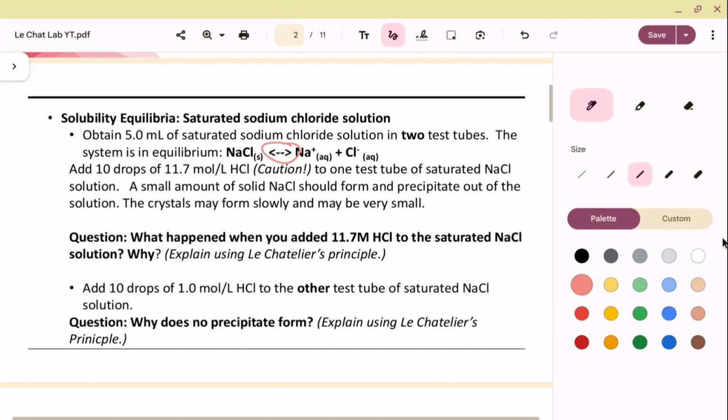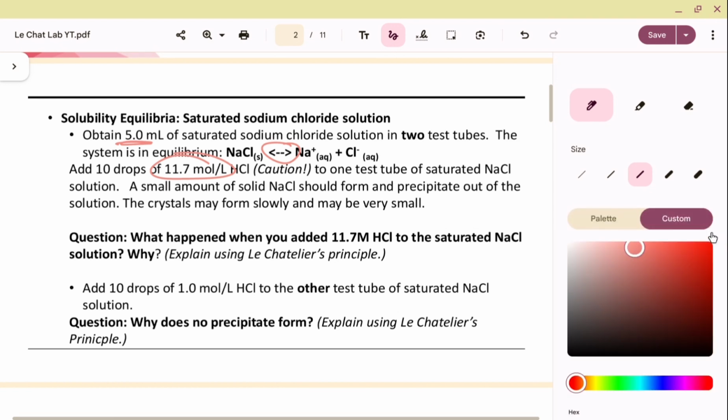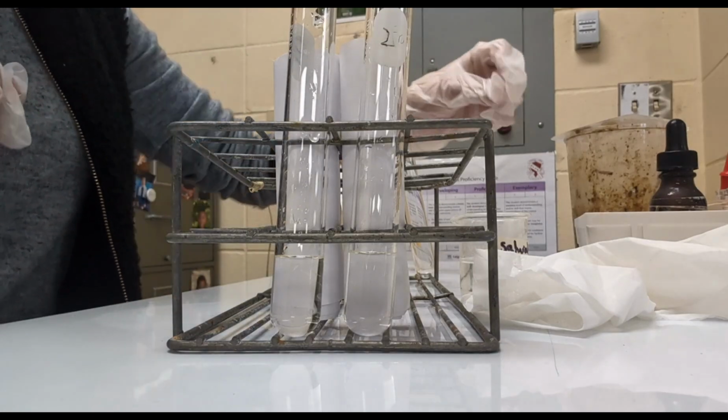So we're going to pour 5 mL of that into 2 test tubes, and then we're going to add in 10 drops of 11.7 moles per liter of HCl. And then we're also going to add in 10 drops of 1.0 moles per liter of HCl. So HCl in both, just different concentrations, and see what happens. So I do have a video of this that I would like to show.